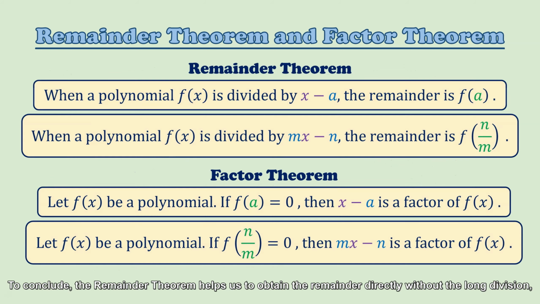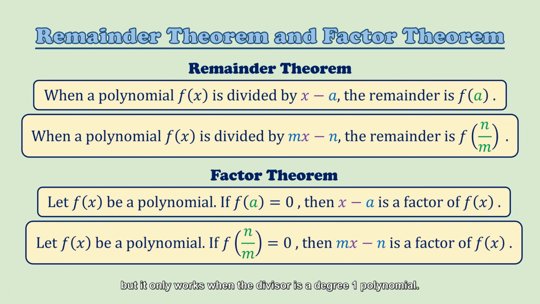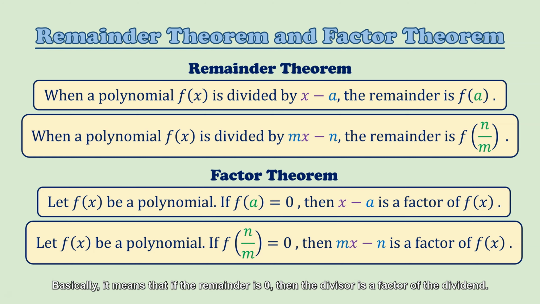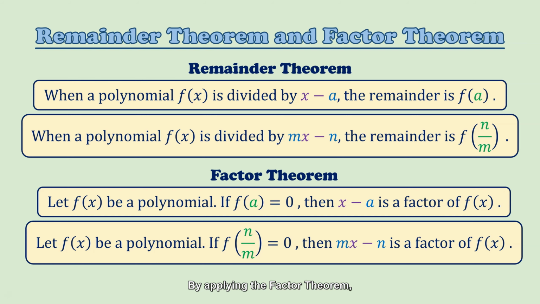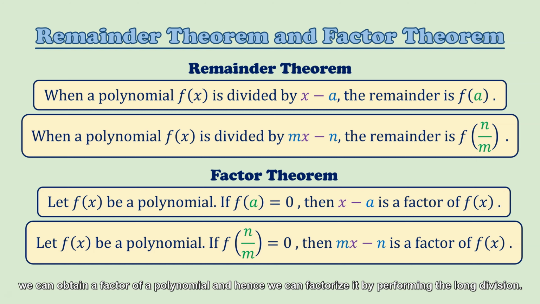To conclude, the remainder theorem helps us to obtain the remainder directly without the long division. But it only works when the divisor is a degree 1 polynomial. For the factor theorem, it is a natural result from the remainder theorem. Basically, it means that if the remainder is 0, then the divisor is a factor of the dividend. By applying the factor theorem, we can obtain a factor of a polynomial, and hence we can factorize it by performing the long division.